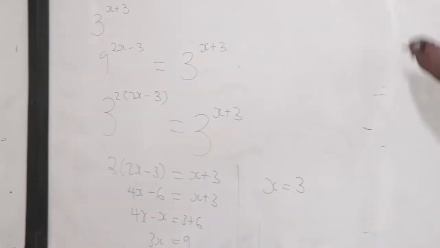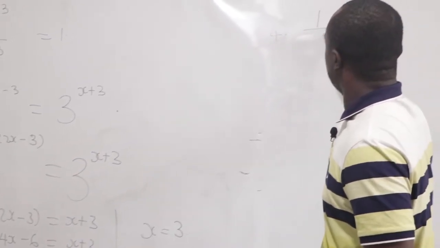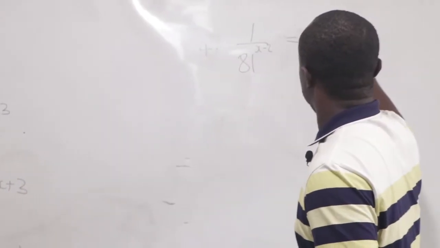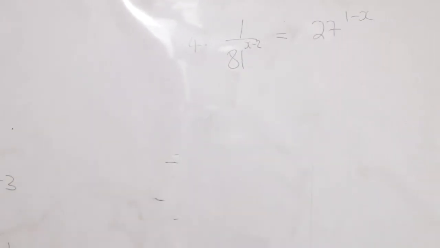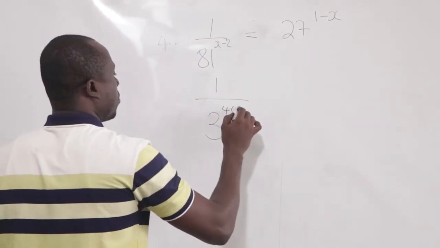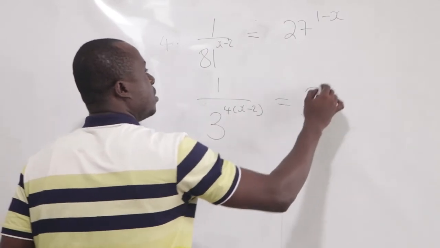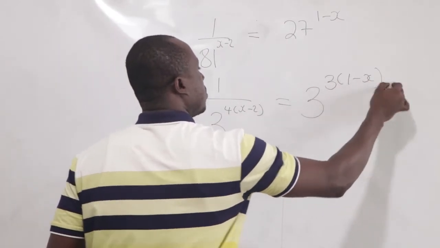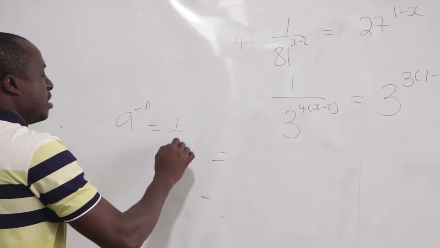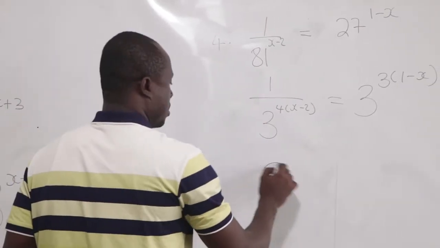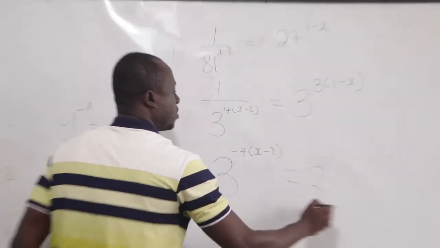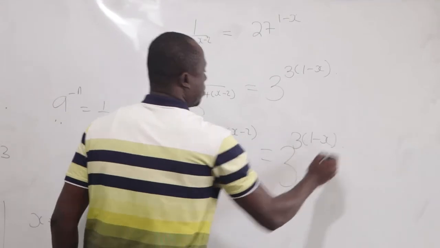Now let's see the fourth one. We have 1 over 81 to the power x minus 2 equal to 3 to the power 1 minus x. You have to make all the bases the same. Now this becomes 1 over 3 to the power 4, all to the power x minus 2, equal to 3 to the power 1 minus x. Now we know that if you have a to the power negative n, it's the same as 1 over a to the power n. So this one is the same as 3 to the power negative 4 times x minus 2, equal to 3 to the power 1 minus x.